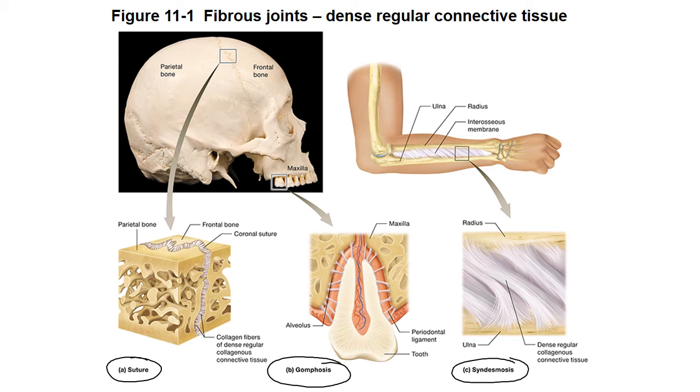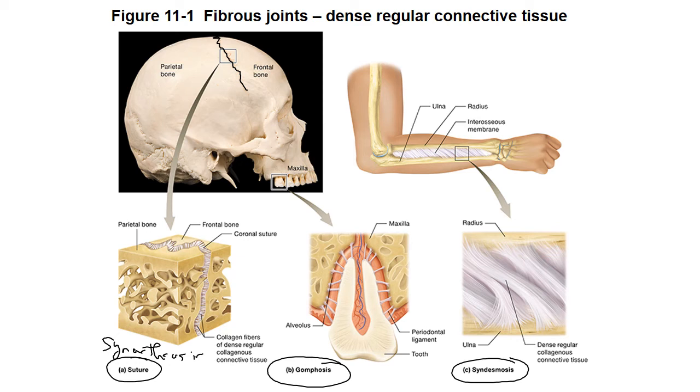The coronal suture, going across the skull between the frontal bone and parietal bones, is a suture, and that is a fibrous joint. It's a synarthrosis. Sorry, it's not a syndesmosis, it's a synarthrosis. So that's a suture, and it's a synarthrosis.